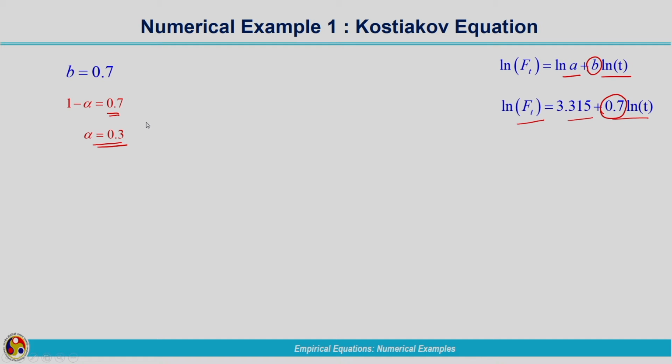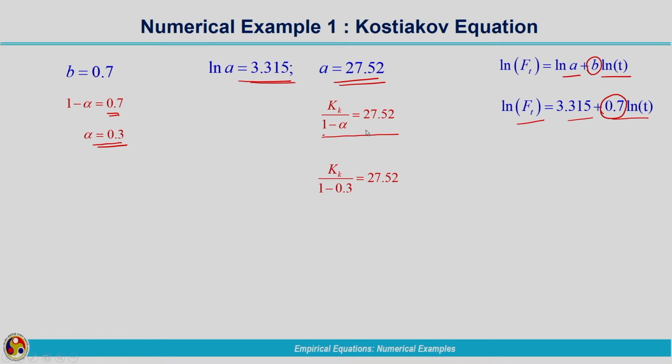Now, coming to ln A, ln A is given by 3.315 from the fitted line. So, we can take the antilog and we will get the value corresponding to A as 27.52. But what is A? A is given by kk divided by 1 minus alpha. So, kk divided by 1 minus alpha is 27.52. From this we can calculate the value corresponding to kk. Kk can be calculated as 19.27.